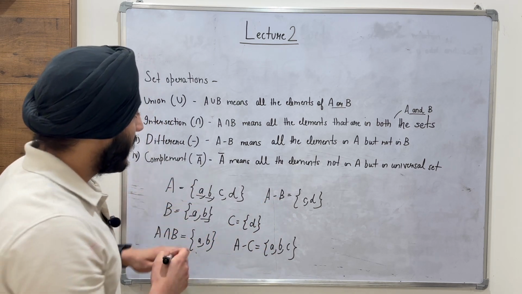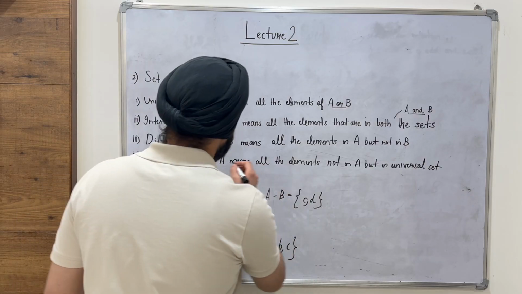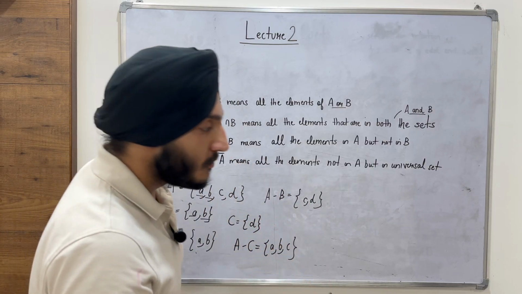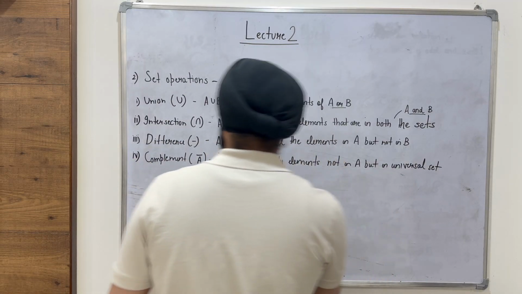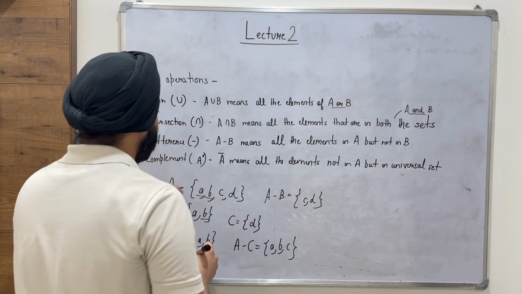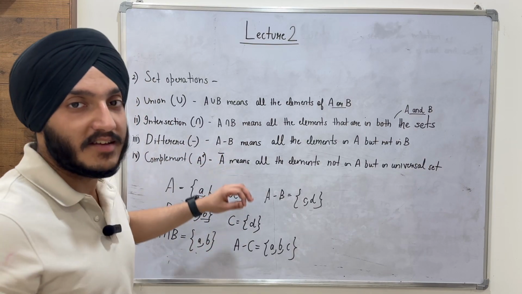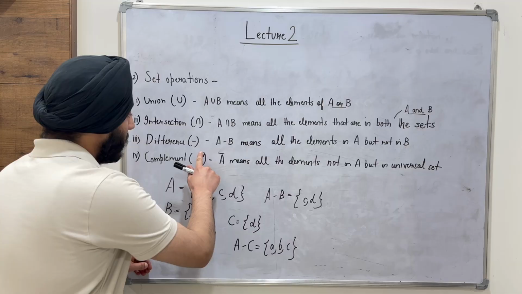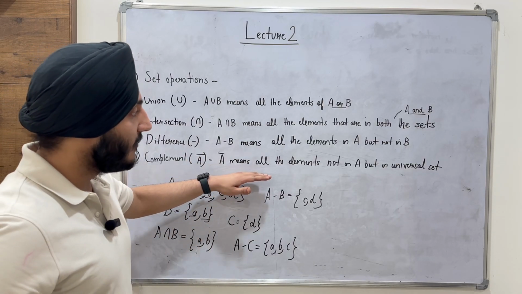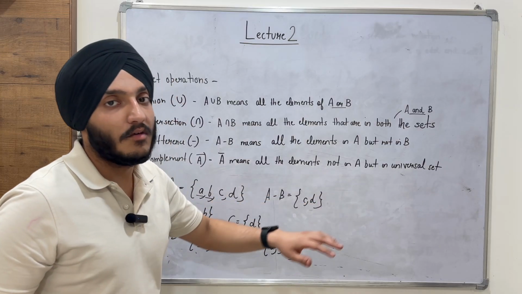And complement means all the elements we represented with this sign. So basically a dash on A. There's also another representation for it. So it can also be represented like this, right? So if you see this symbol or this symbol, it basically means the same thing. So A complement means all the elements not in A but in the universal set.